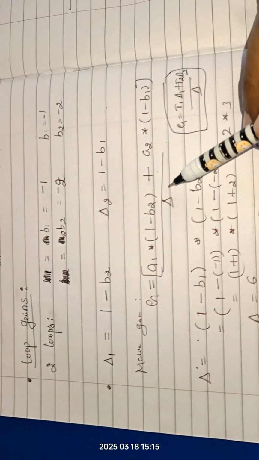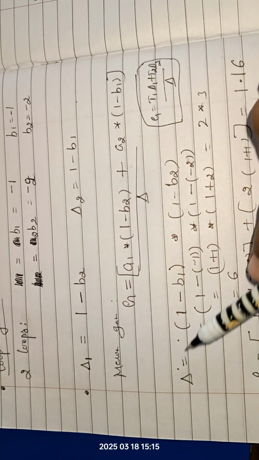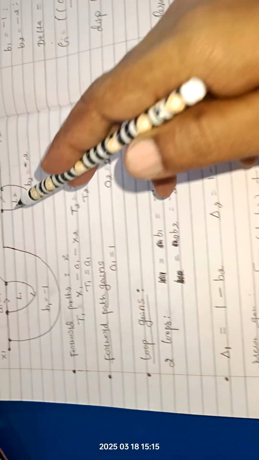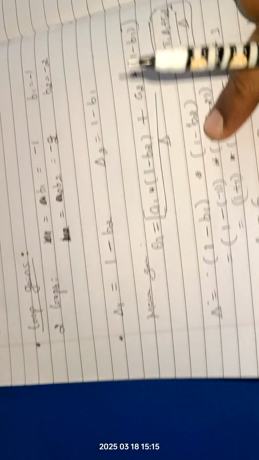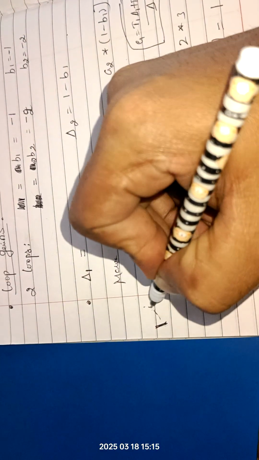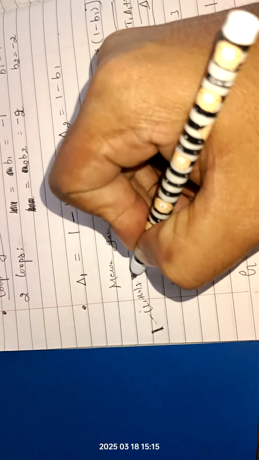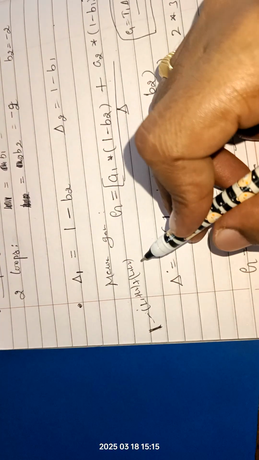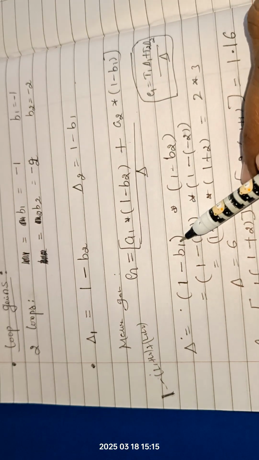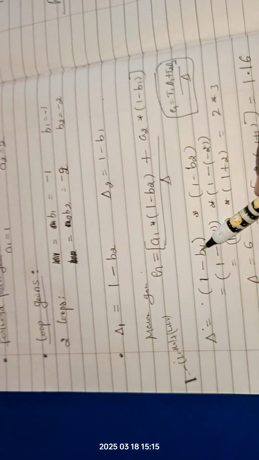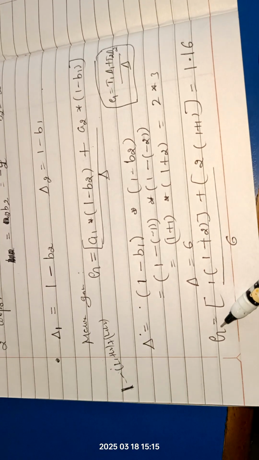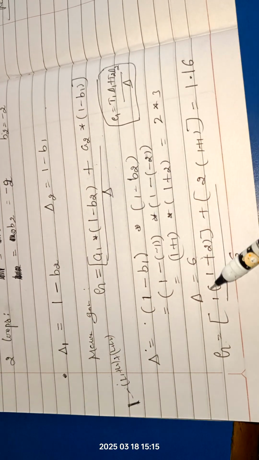So delta we should find out, the determinant. How to find the delta? It is 1 minus b1 into 1 minus b2. Actually speaking, this delta is also 1 minus of L1 plus L2 plus L1 into L2. If you just multiply these combinations, you will get this format. So that is what we are writing in terms of 1 minus b1, 1 minus b2. Substitute the values of b1 and b2 from here, so that we will get delta equal to 6. So apply all these values in this formula, you will get this value.